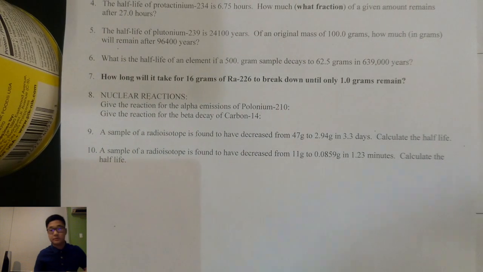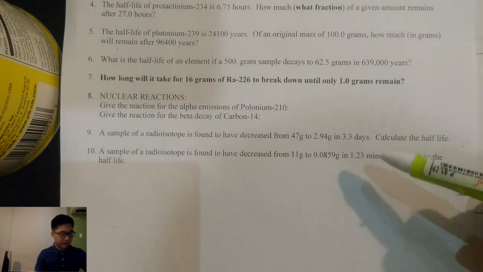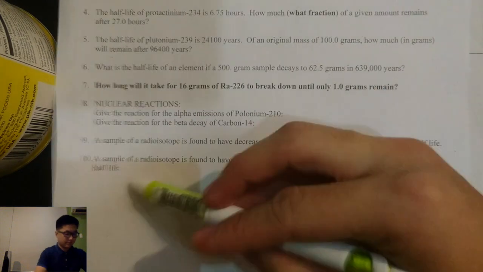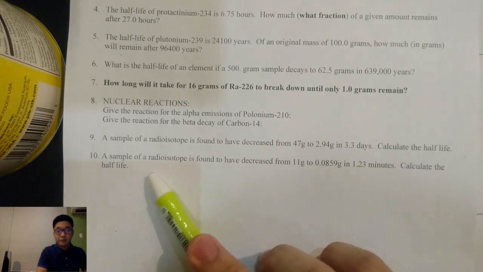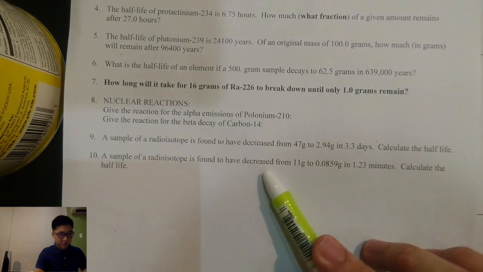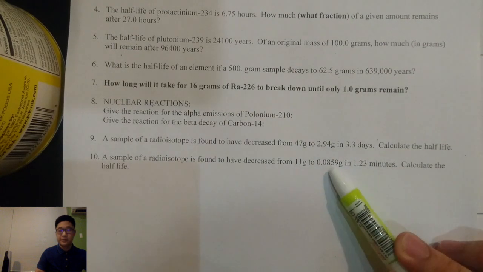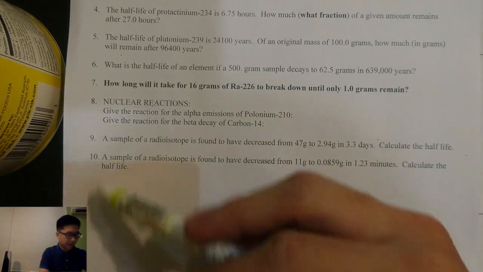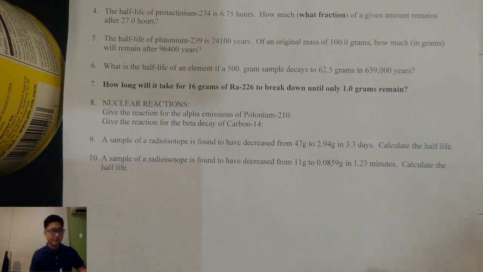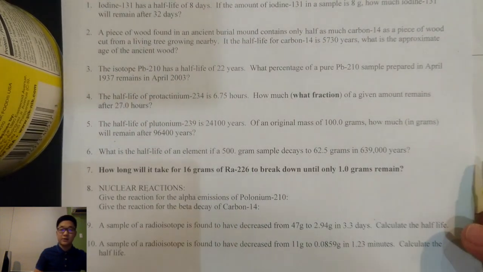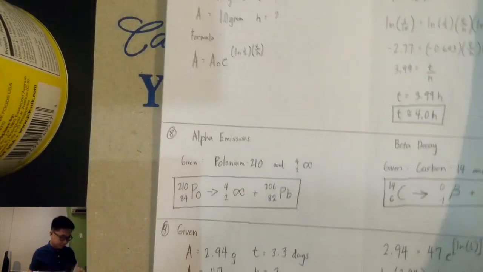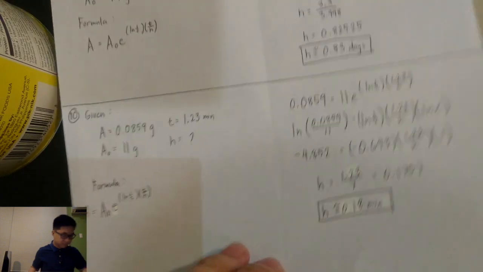Number 10. Okay, so here in number 10, the question is that a sample of radioisotope is found to have a decrease from 11 grams to 0.0859 grams in 1.23 minutes. Calculate the half-life. So again, it's the same problem, different numbers. So if you want, you can pause right now here and try to answer on your own. Okay, let's continue. Let me cover it.